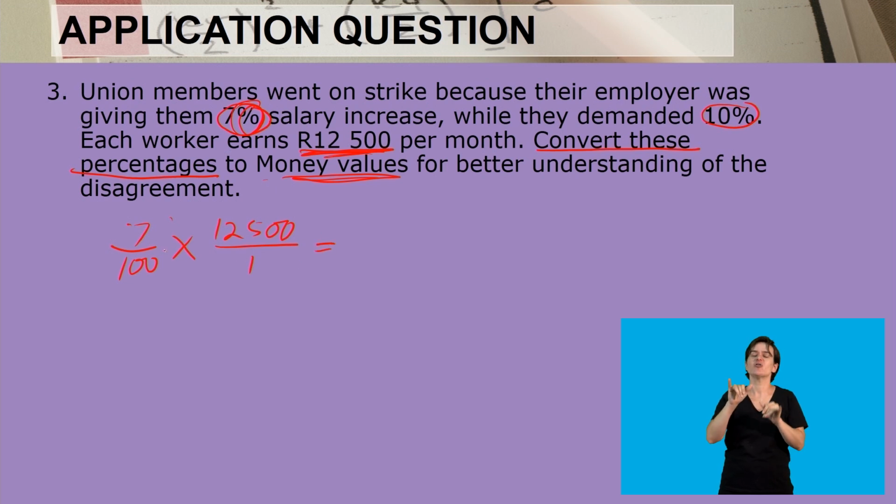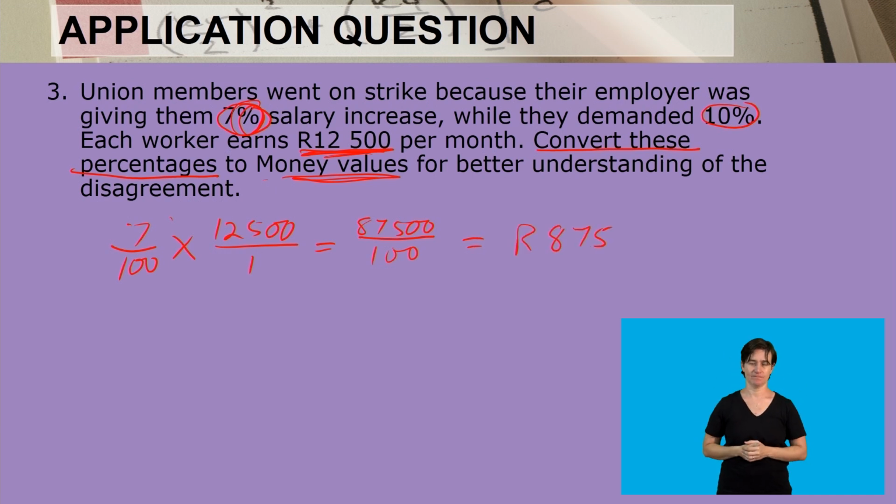So 7 multiplied by 12,500. Let's do that using our calculator. 12,500 multiplied by 7, and it gives us 87,500. That's our numerator. Then we divide by 100, multiplied by 1, which is 100. So let's divide that by our denominator, which is 100, and it gives us 875 rands. Let's do the next one, which is 10.